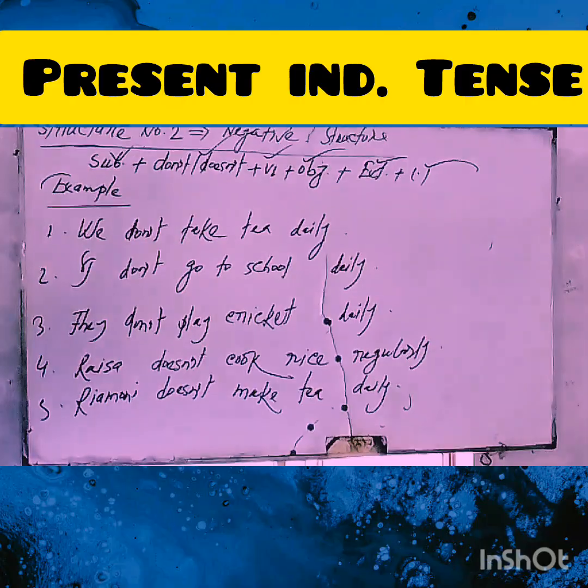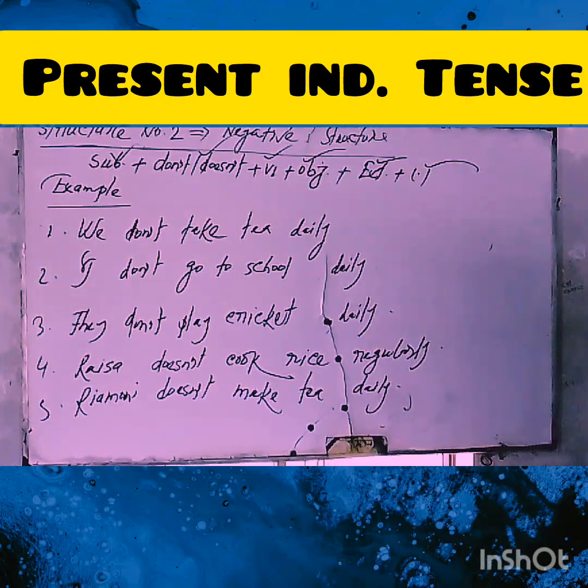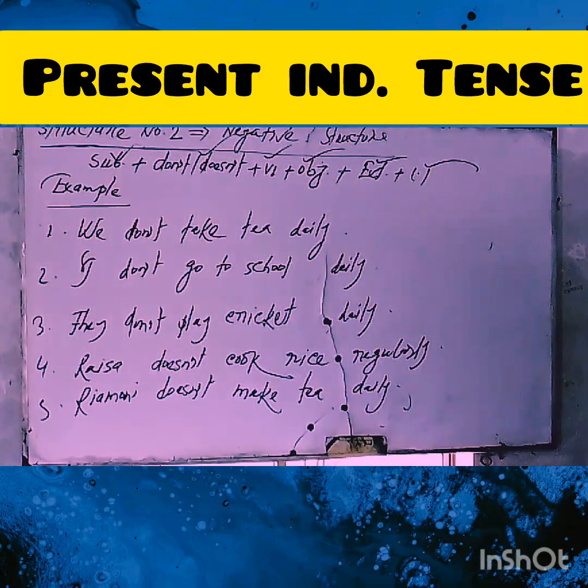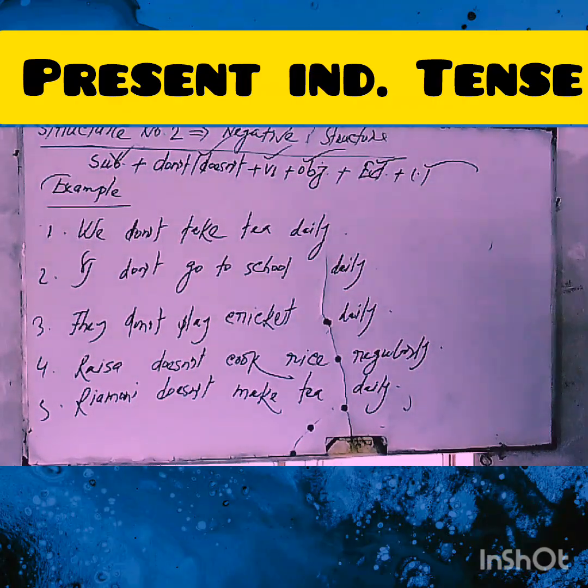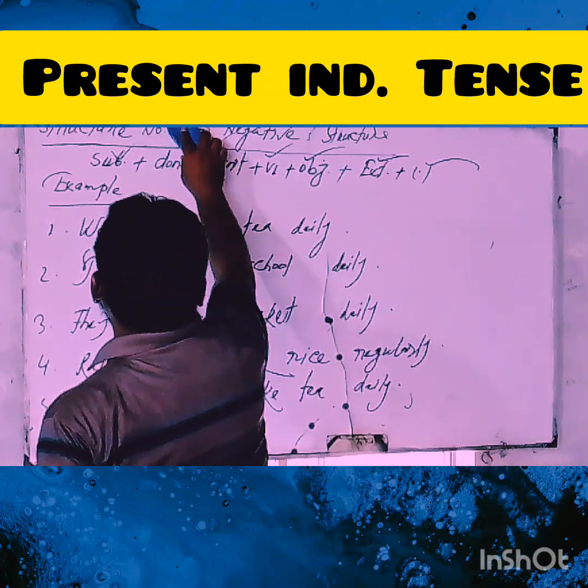From this, you have to mind that, my dear learners, structure number two is called negative structure. When you are going to form various kinds of negative sentences, you'll have to use these structures: subject plus don't or doesn't plus V1 form of verb plus object plus extension plus full stop. You have understood clearly.